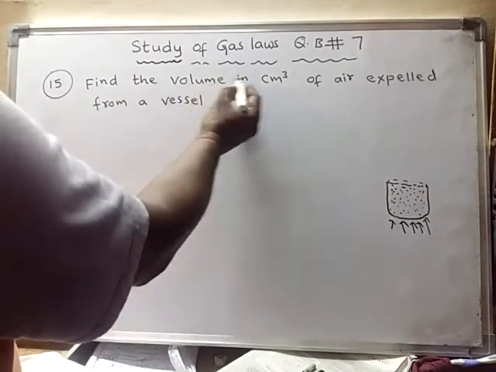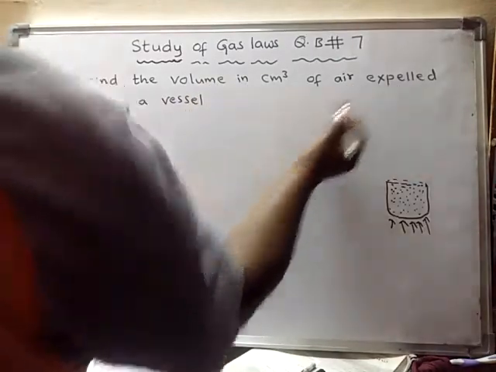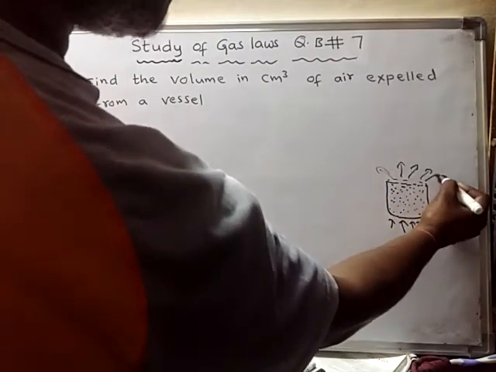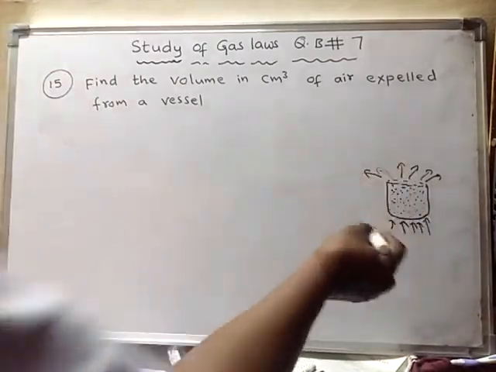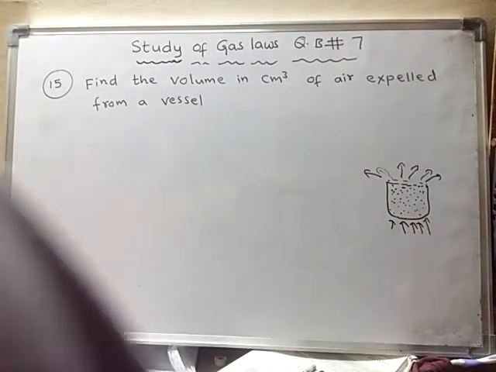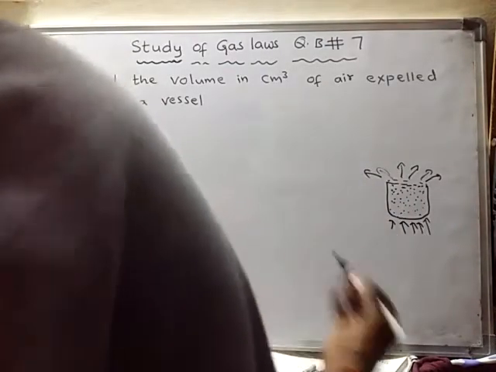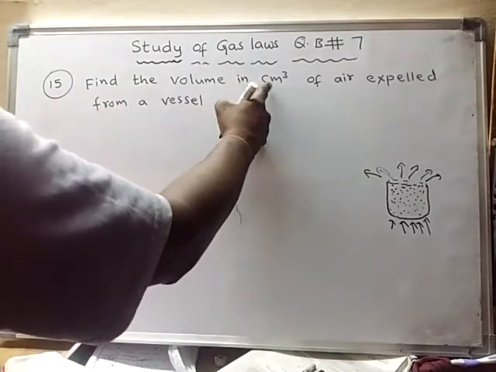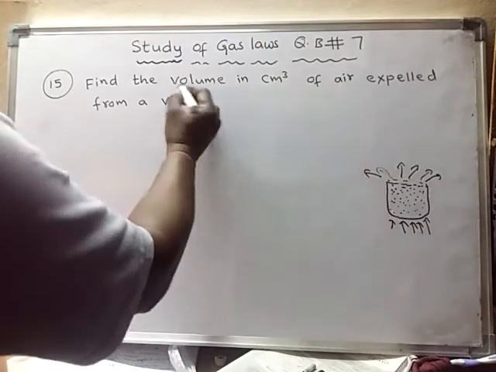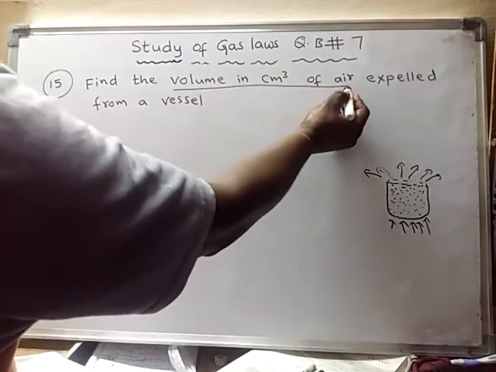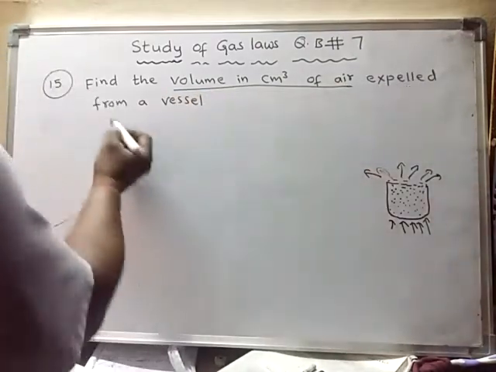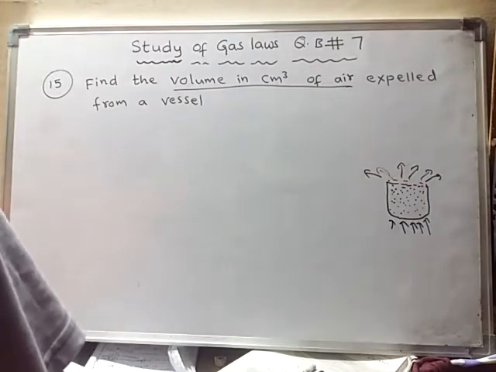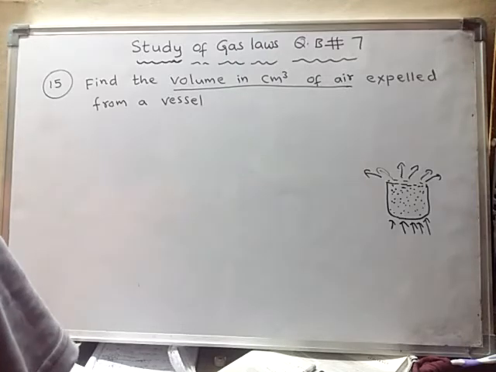So find the volume in centimeter cube of air expelled. How much air is expelled? How much air is removed from the vessel? How much volume of air is removed from the vessel? We have to calculate that here. So find the volume in centimeter cube of air. That means how much volume of air is expelled from a vessel. Here the condition is from a vessel.